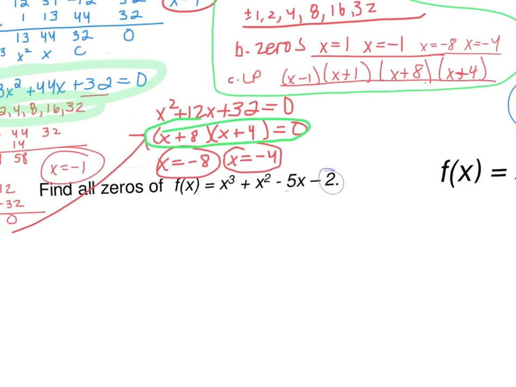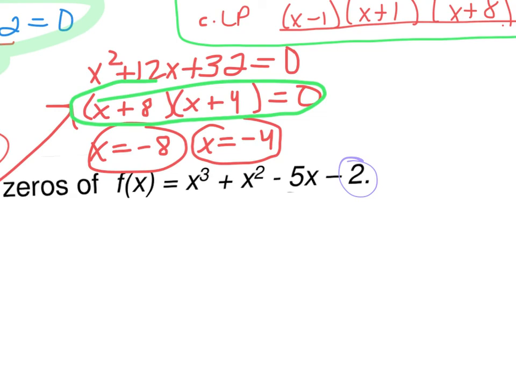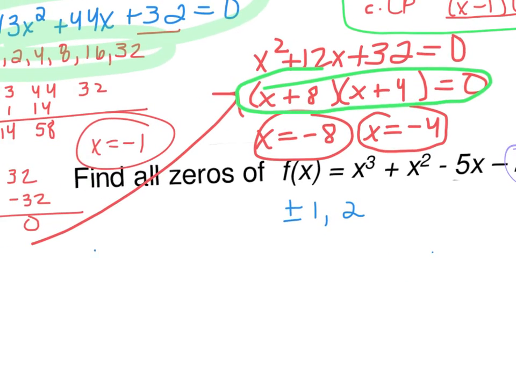All right, look at the last one. Okay, pay attention, folks. Can I factor out a common term? No. Can I group this nice and pretty? No. So, look at the last term. We love when it's a little number like 2. Plus, minus, 1, and 2. Those are my factors. So now I'm going to synthetically divide.